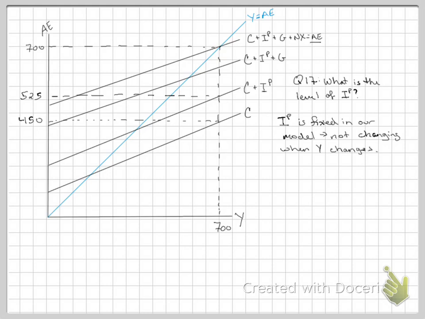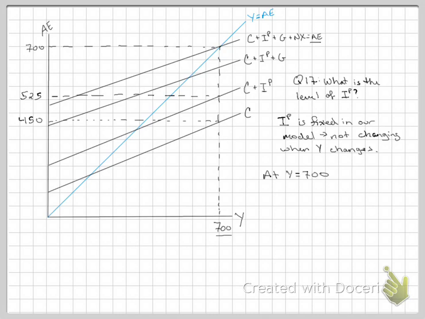Okay. Now, what that does for us is it allows us to just find a difference between our consumption and planned investment spending line, and that difference will tell us the exact level of planned investment in our economy. So what do I mean by that? Let's look at Y equals 700.